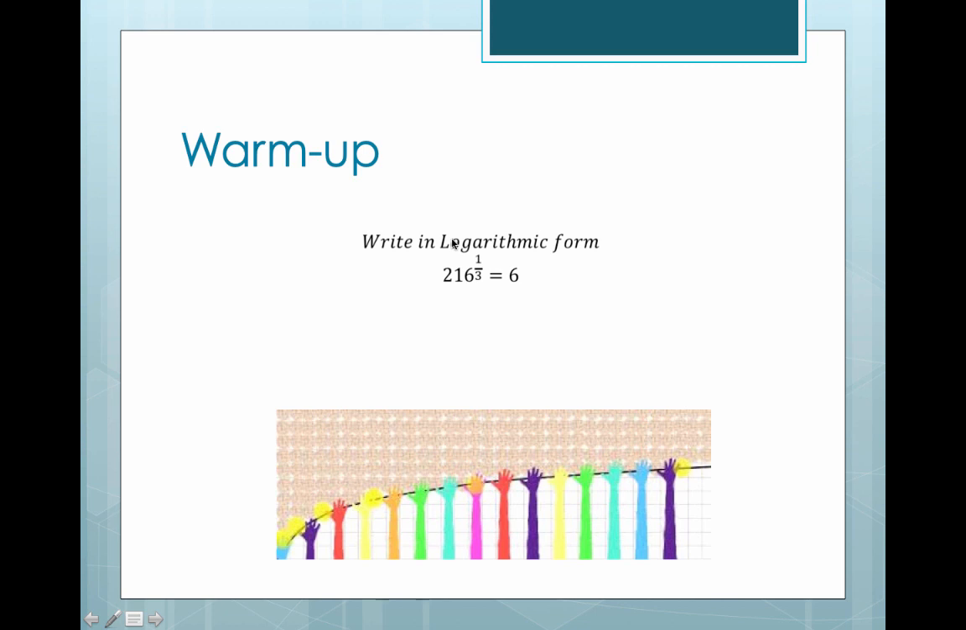Let's see here. We want to go log base 216 of 6 is equal to 1/3. A log is equal to an exponent. It's the base raised to the exponent. This is what we're taking a log of. 216 to the 1/3 is 6.